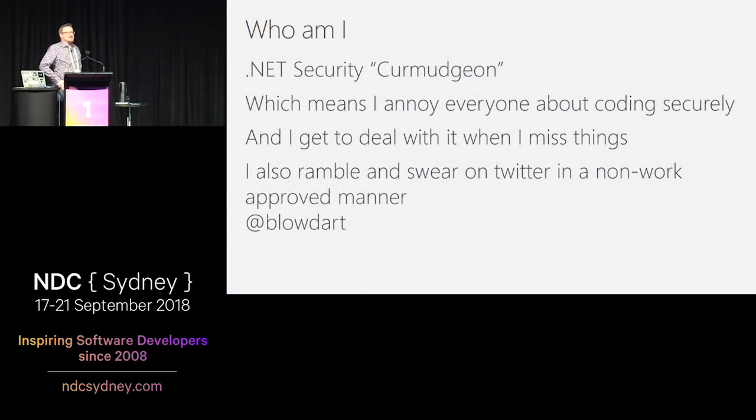So my job title in the Microsoft global address list is .NET Security Curmudgeon, because I am grumpy and horrible and chain smoke and swear at people, as my colleagues in the front row can attest to. I generally get to annoy everybody about coding securely. I tell them what to do and then cry when David Fowler doesn't do it. And then I have to cope and clean up Fowler's mess when things go horribly wrong.